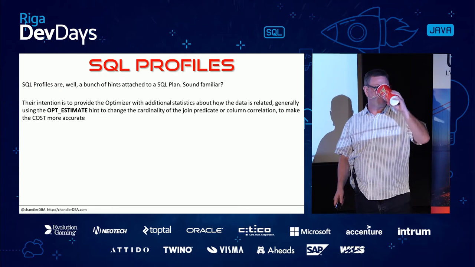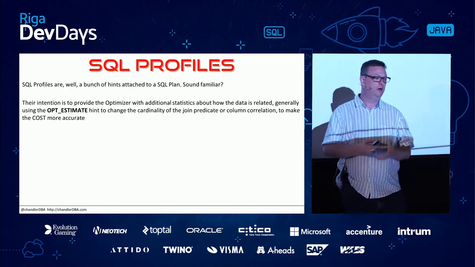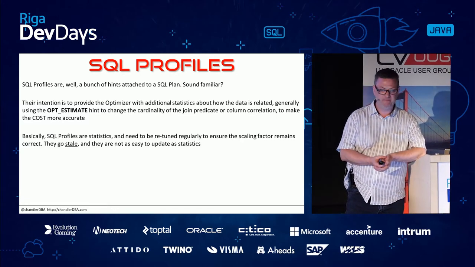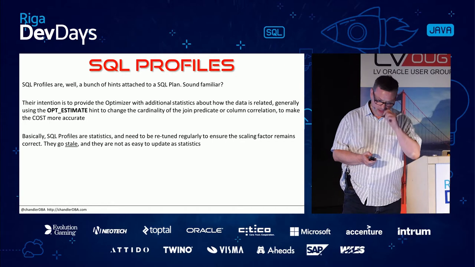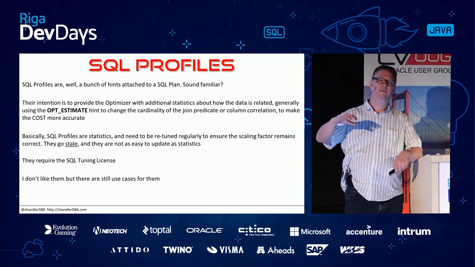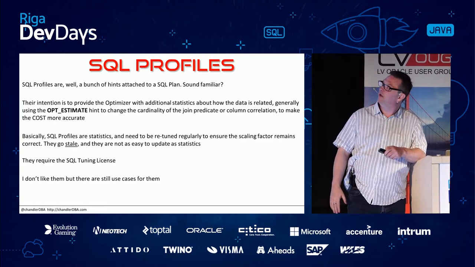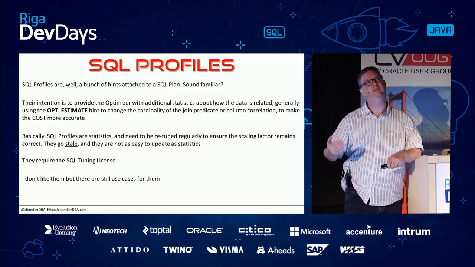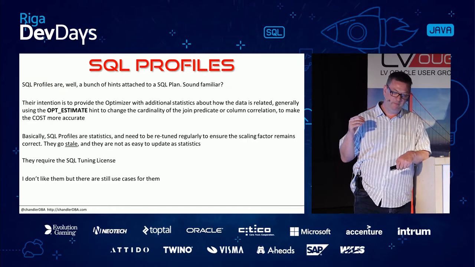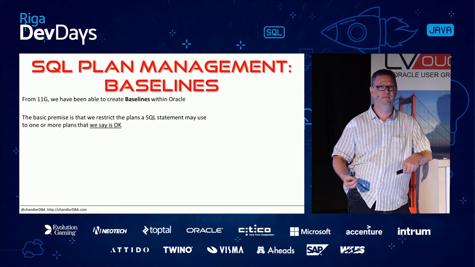In 11, Oracle introduced SQL profiles. And SQL profiles are kind of a bunch of hints attached to a SQL plan, which might sound rather familiar. And the driving force is exactly the same. It's intended to provide a way to try and force your query to go down a particular path. And it relies upon this particular hint called OPT_ESTIMATE. And what OPT_ESTIMATE is, is a type of statistics. But it doesn't change the way your statistics change, and so inevitably it's going to be stale very, very quickly.